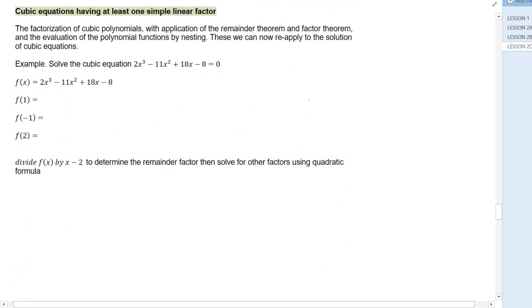Okay, so moving on, cubic equations having at least one simple linear factor. We have the factorization of cubic polynomials with application of the remainder theorem and factor theorem. So if we have here an example, 2x cubed minus 11x squared plus 18x minus 8 is equal to 0. So let us substitute a value of x, so that if that is equal to 0, that is a factor.